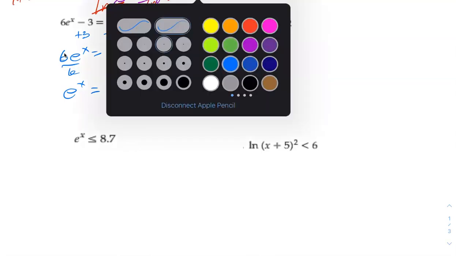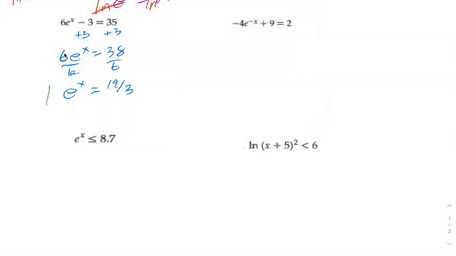And then we just get rid of the e, take the natural log of both sides. Again, I explained why those cancel out. You move the x to the front. They're not technically canceling out, but it's just easier, right? So you get that. X equals natural log of 19 over 3.